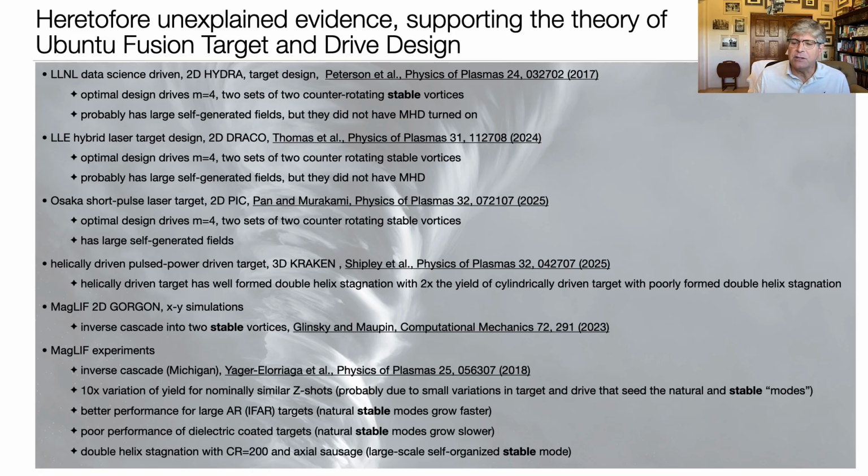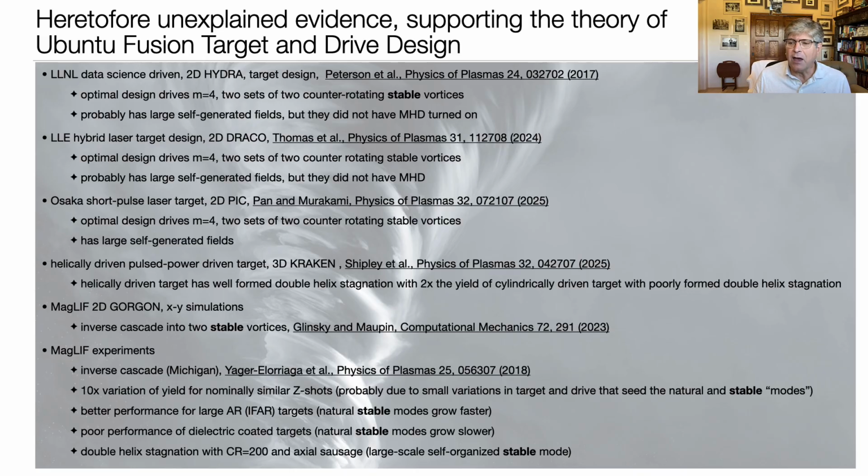The stagnations of the maglev experiments always form a twisted pair with an axial sausaging, but only if the plasma is driven to have a significant amount of helicity. The plasma is compressed from the initial 1 centimeter dimension to 2 helical strands about 20 microns in diameter, separated by about 200 microns, a convergence ratio of 200. This can only happen if there is an inverse cascade leading to self-organization.